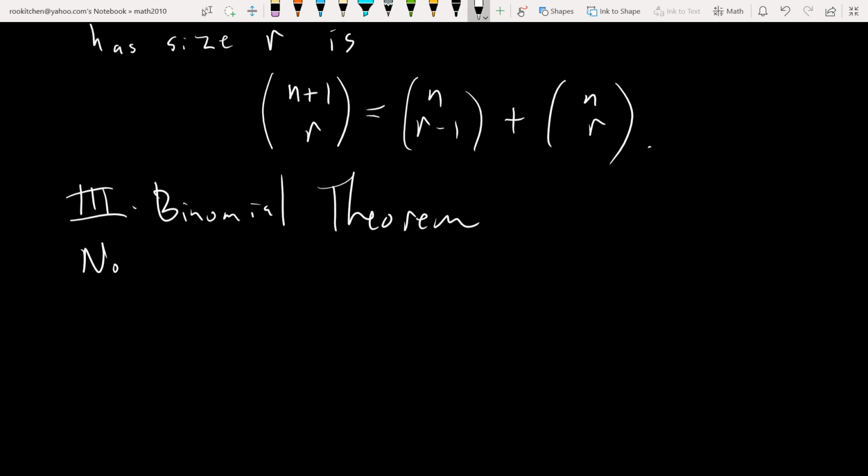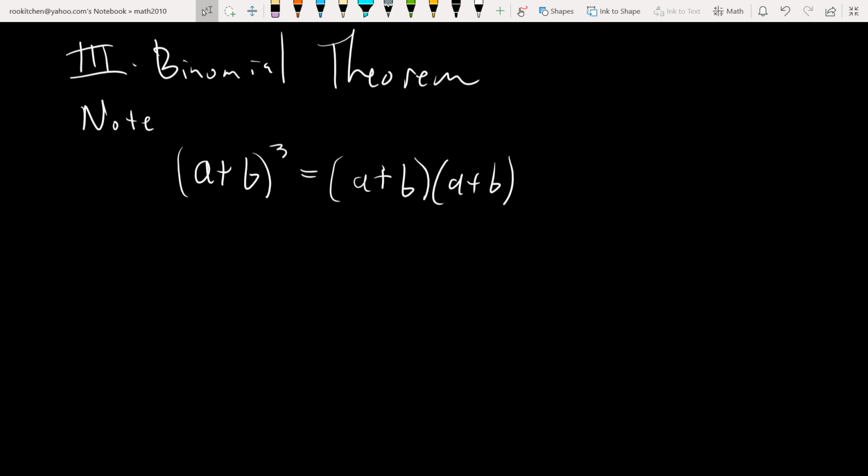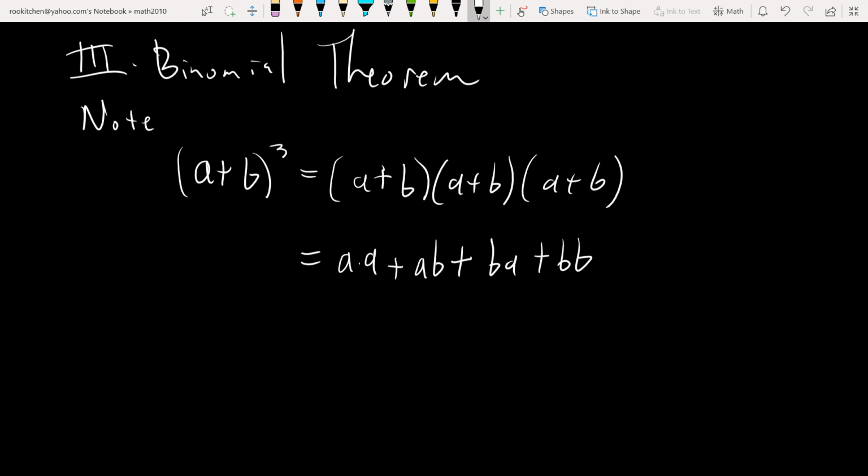So note this (a plus b) cubed. You can expand it and write (a plus b) times (a plus b) times (a plus b), and then you could FOIL it out, so a times a, and let's not go a squared, let's write a times a. So a times a plus a times b plus b times a plus b times b, and then we have to multiply that by (a plus b).